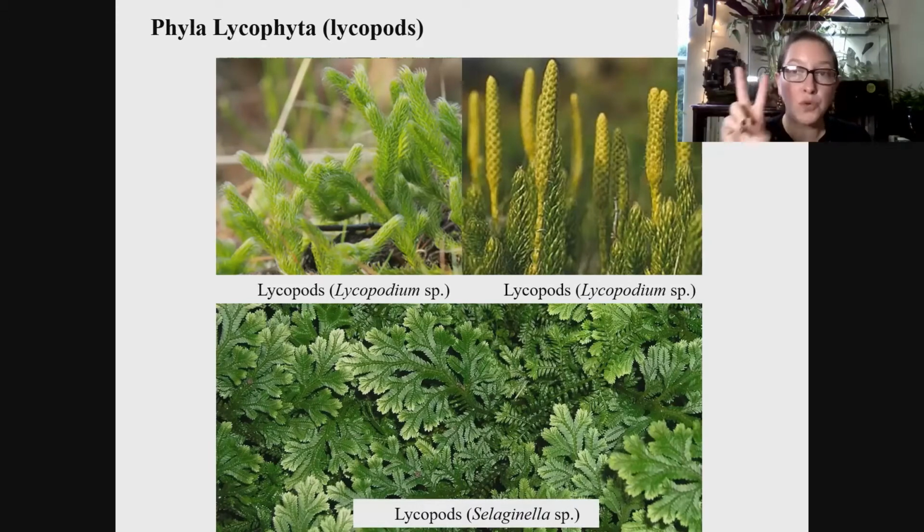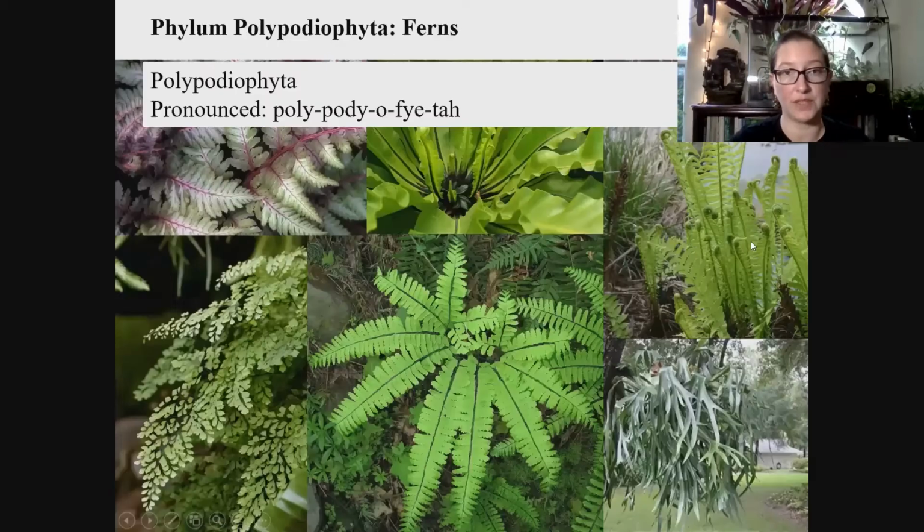Two types we're going to learn about in this class are Lycopodium, which is shown at the top here, and the other one we're going to learn about is this one called Selaginella. So Lycopodium and Selaginella are both lycopods, right? Can't draw to save my life. All right. So those are the two we're going to learn in the class.